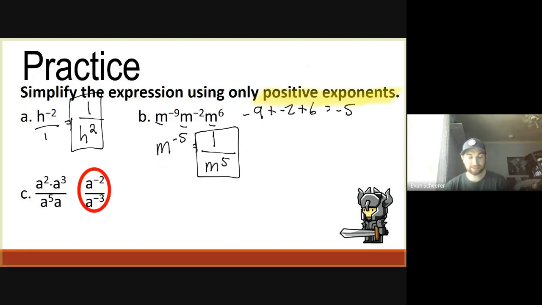So I don't like that a squared, so I'm going to change that a to the negative second power, and I'm going to put it on the bottom, right? But I'm going to change the sign so that it stays the same, right? And then a to the negative third, I don't like that on the bottom because it's negative, so I'm going to flip it to the top. So now it's a cubed. So therefore, I can rewrite, let's see.